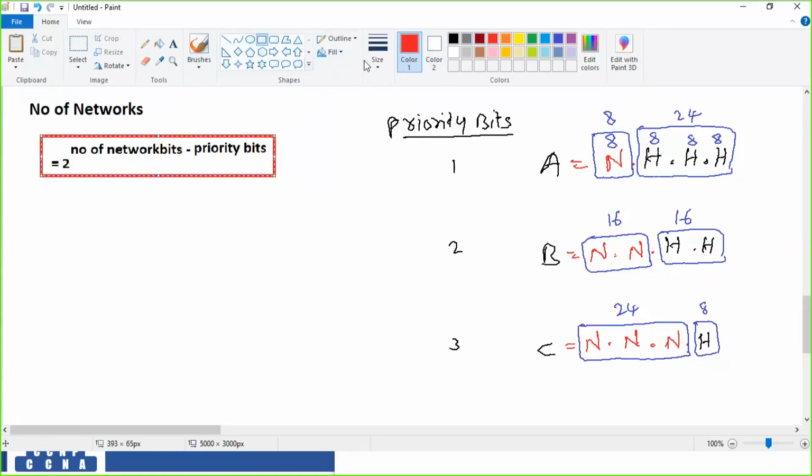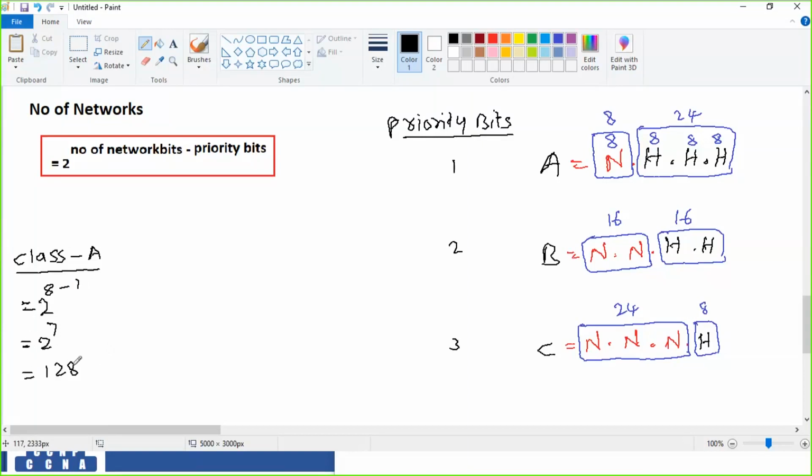So let us implement the formula for each class, starting with class A. Class A: 2 power number of network bits. How many network bits in class A? 8. Minus priority bits. How many priority bits for class A? 1. So 2 power 8 minus 1, 2 power 7. Value? 128.